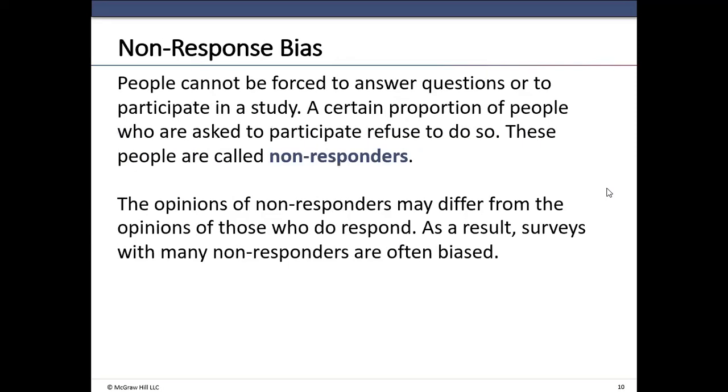Non-response bias. People cannot be forced to answer questions or to participate in a study. A certain proportion of people who are asked to participate refuse to do so. These people are called non-responders. The opinions of non-responders may differ from the opinions of those who do respond. As a result, surveys with many non-responders are often biased because you have not collected the responses of people who did not respond.